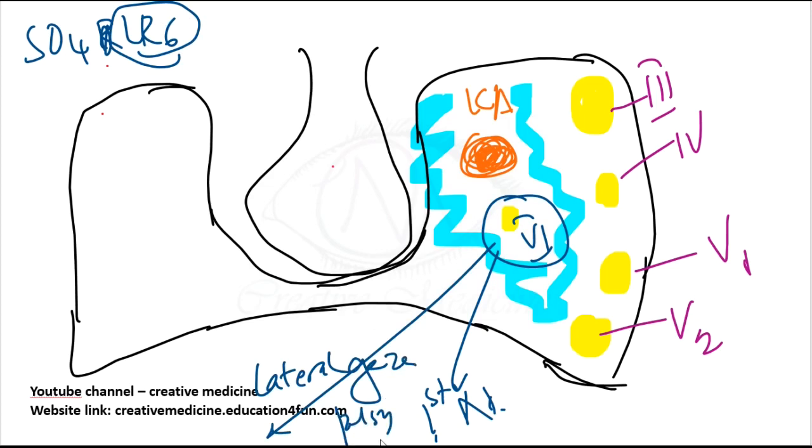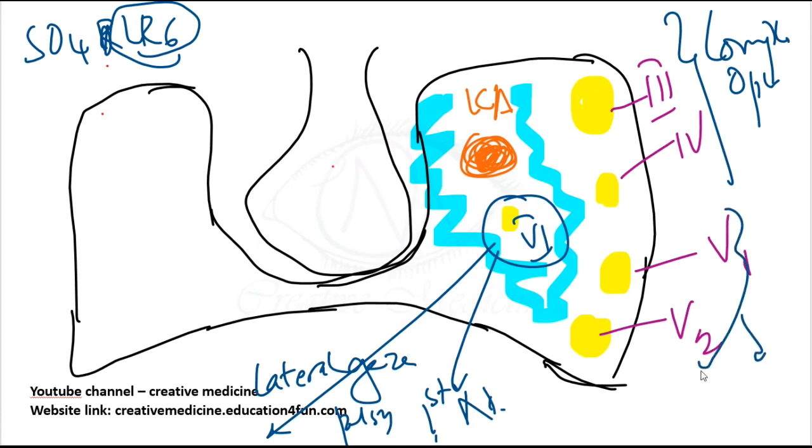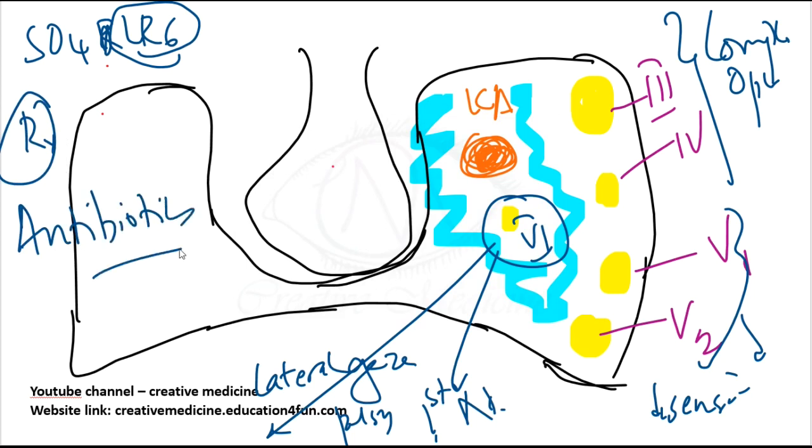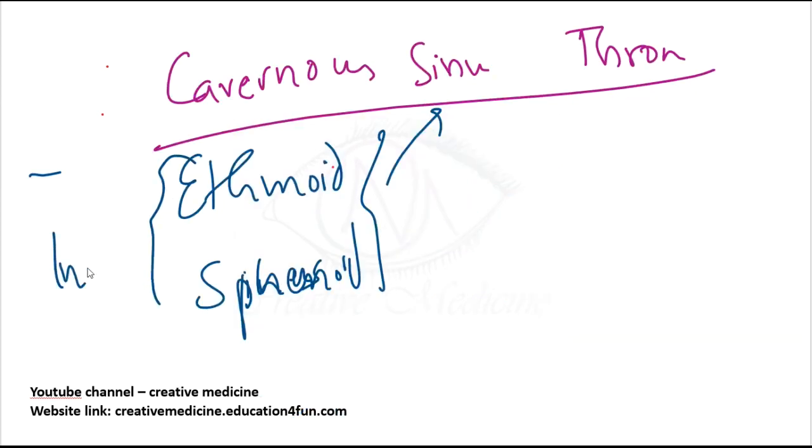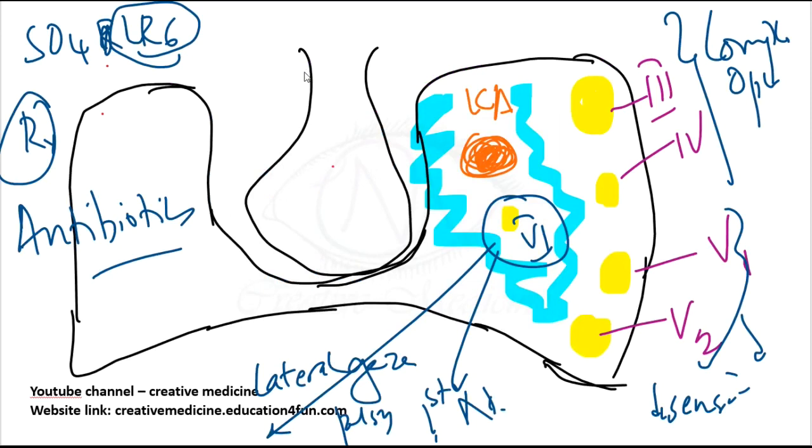Because of the involvement of the third and fourth nerves, there can be complete ophthalmoplegia where the whole eye can get paralyzed. Fifth nerve involvement will cause decreased sensation in the upper part of the face. You will also see engorgement of the retinal vein. Now what is the treatment? Obviously you will have to give high grade antibiotics, because the main problem here is the infection of the sphenoidal and ethmoidal sinus resulting in cavernous sinus thrombosis. So high dose antibiotics should be given to the patient.